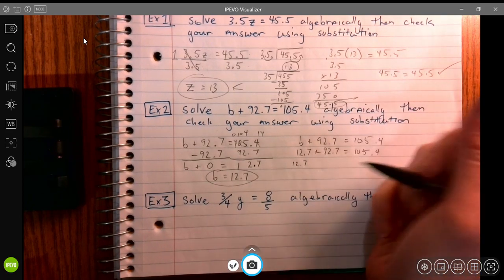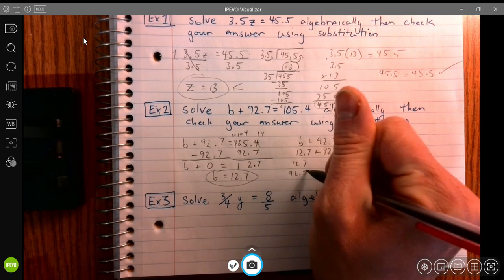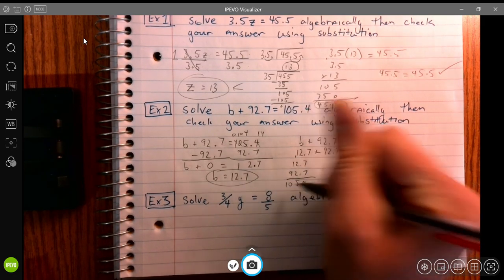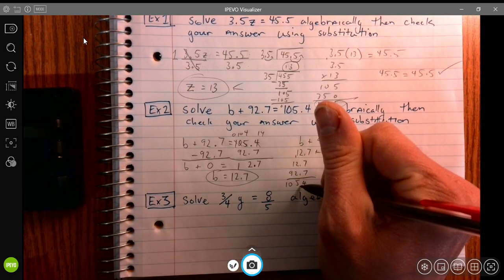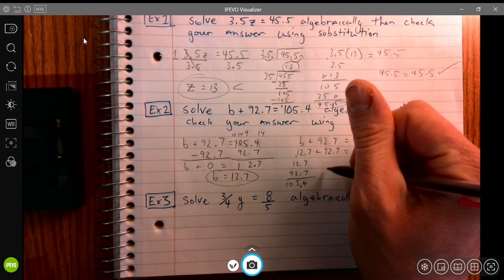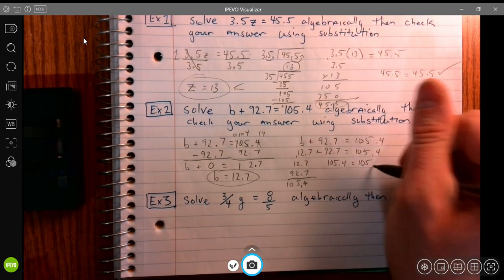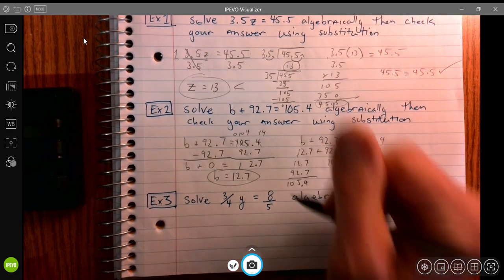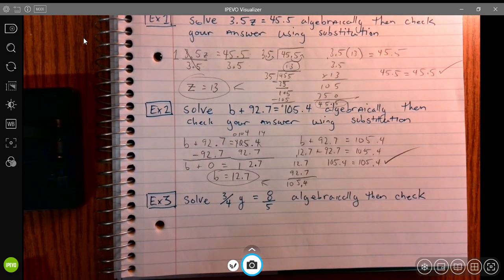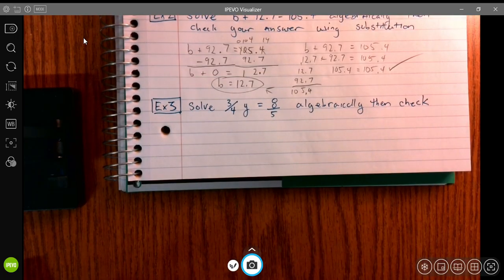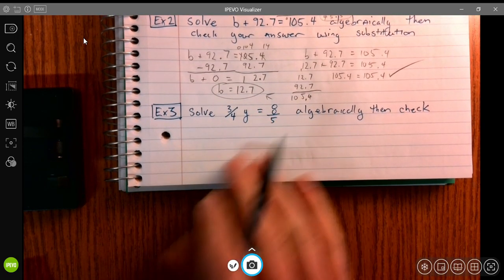I got 12.7, 92.7, got 4, 1, 5, 10. Line up those decimal spots. So I got 105.4. Is that equal to 105.4? It sure is. So we know that 12.7 is indeed our answer. All right, let's take a look at one more. This is a fun one.